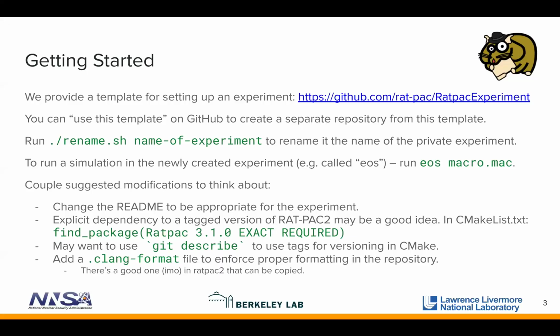Another thing that we recently implemented in RAT is that now RAT explicitly tracks its own versioning, because a lot of the time, the version of the private experiment you have is heavily coupled to the version of ratpac-2 that you have. So you can configure this in CMake to have it such that it compiles only with an explicit version of ratpac-2. You choose to do so.